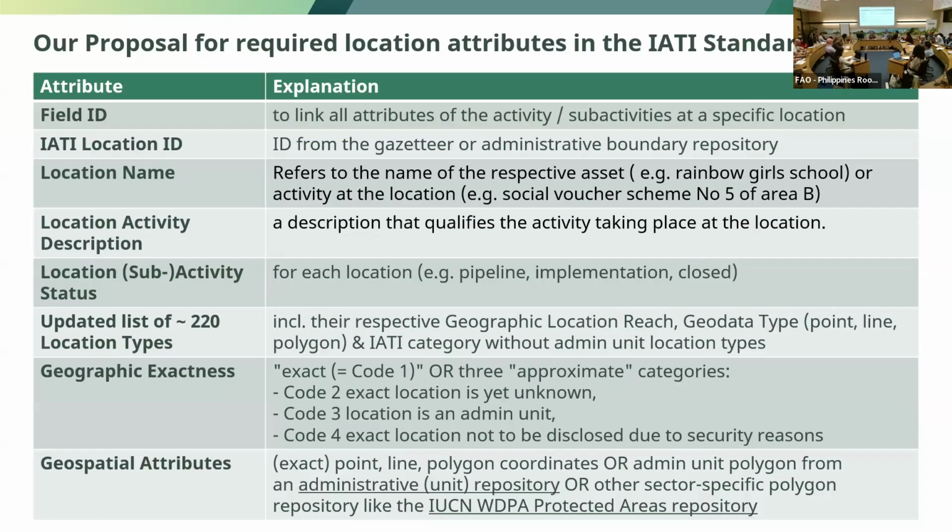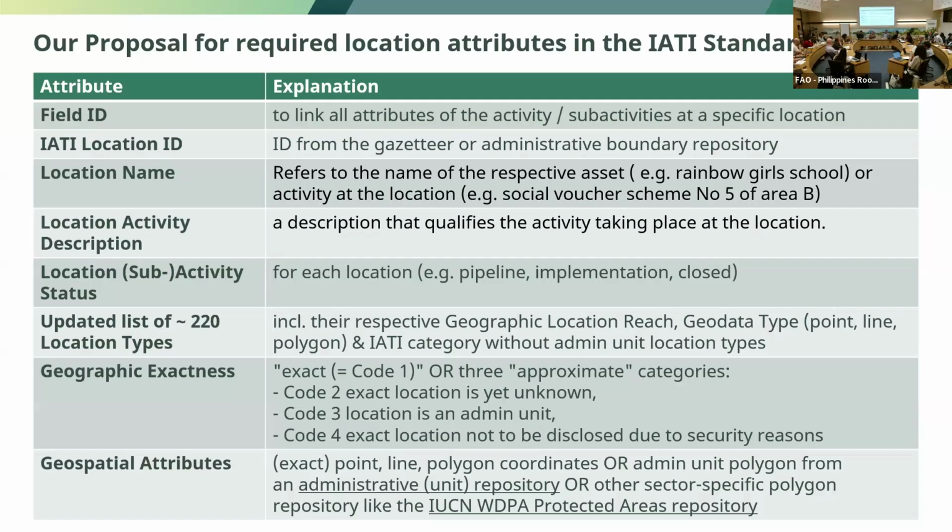So we propose to create 3 reasons for why this is approximate, which from our experience are the most important ones. One possibility is we don't know yet the exact location because we maybe didn't choose it yet, because we are in the pipeline stage of the project. Or the location is an admin unit, and then by definition it is approximate. Or the exact location should not be disclosed for security reasons in fragile contexts. And we believe that if we create these additional categories, we can make it really more useful.